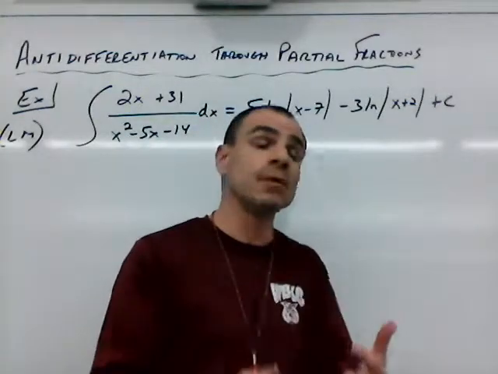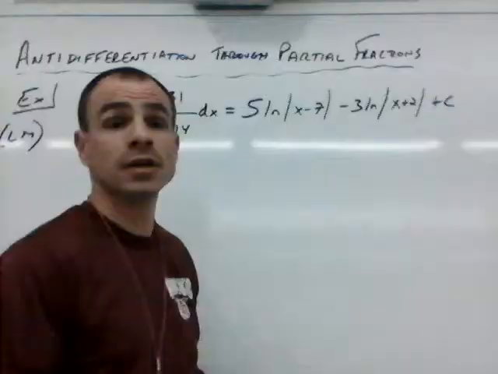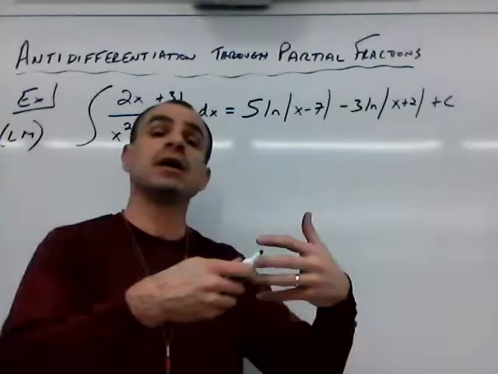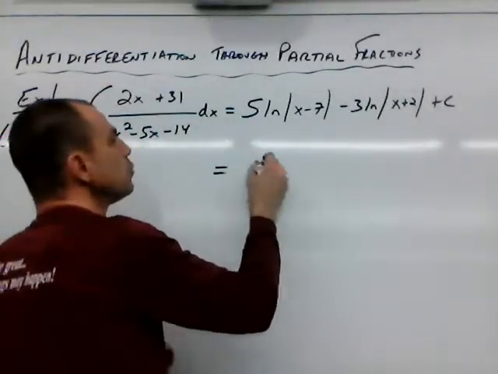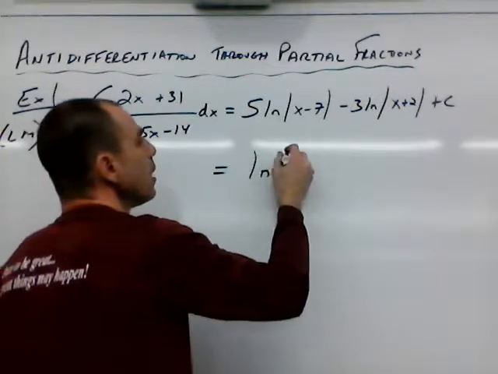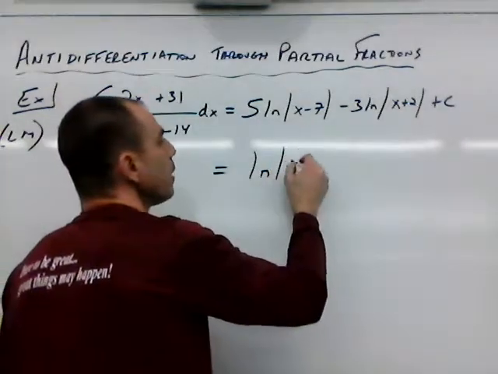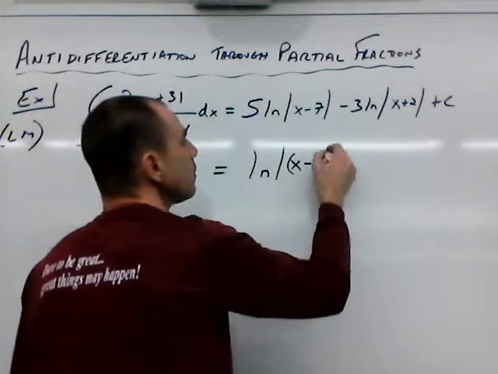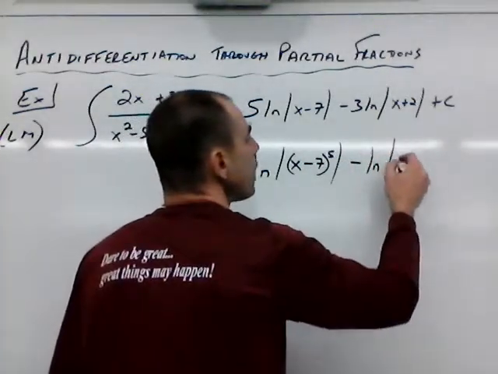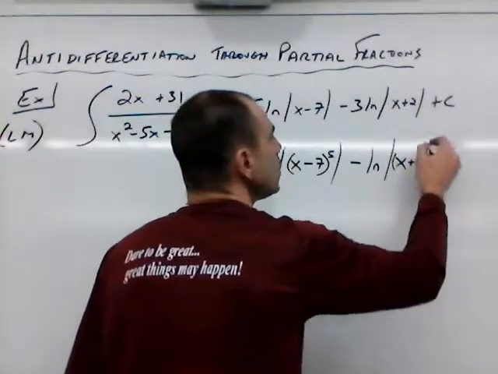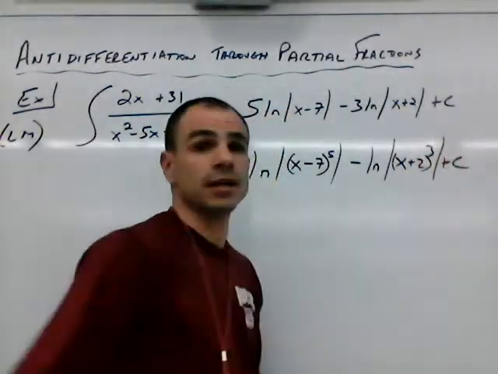All right, so just keep in mind that if you've got coefficients, those coefficients then become exponents within the logarithm. In other words, you may not see this, but you may have the natural log of the absolute value of x minus 7 to the 5th, minus the natural log of the absolute value of x plus 2 cubed, plus C.